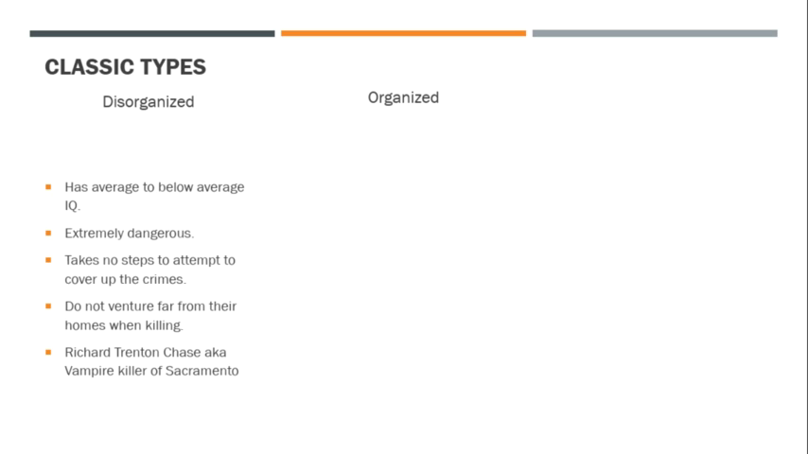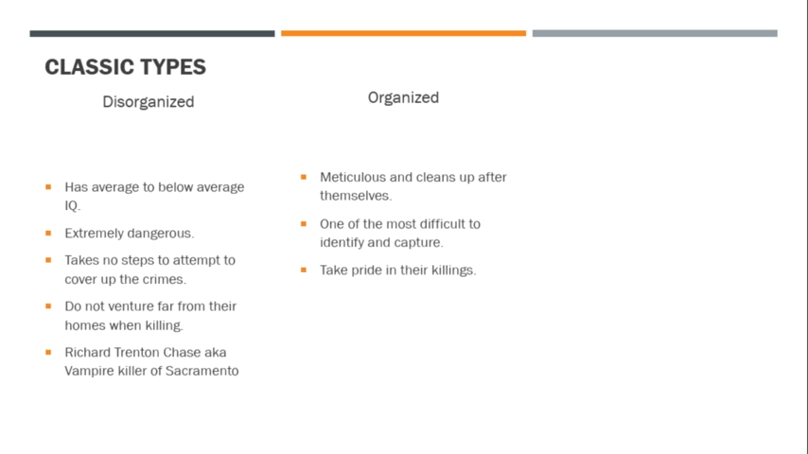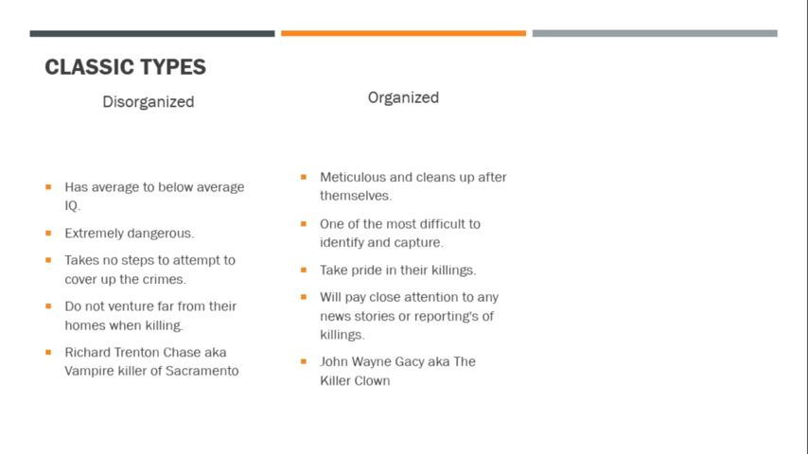The second type is the organised type. This type of killer is meticulous and they clean up after themselves so they don't leave anything behind. This type of killer is usually the most difficult to identify and capture as their level of organisation and intelligence is immense. These killers usually take pride in their actions and plan the events to detail well in advance. They will also pay close attention to any news stories about their crimes. An example of this type of killer you can look into is John Wayne Gacy.